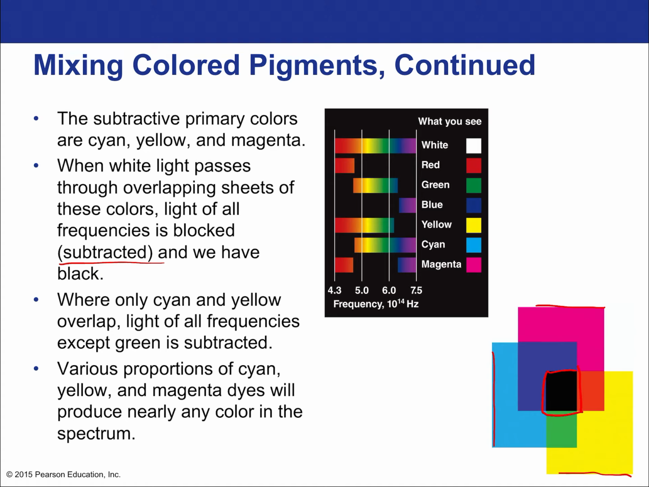All right, so where only cyan and yellow overlap, the light of all frequencies except green is subtracted, and various properties of cyan, yellow, magenta dyes will produce nearly any color in the spectrum. Okay, so that's the subtractive colors as compared to the additive colors.